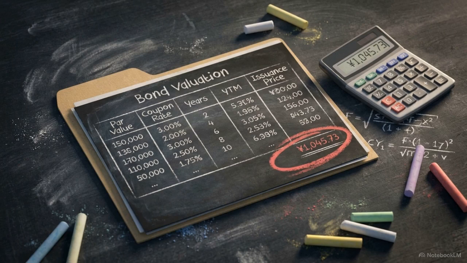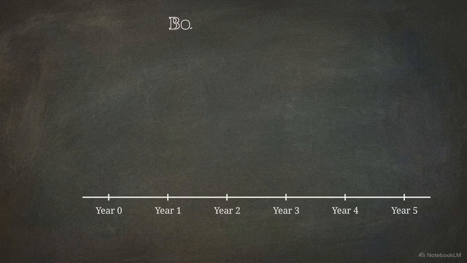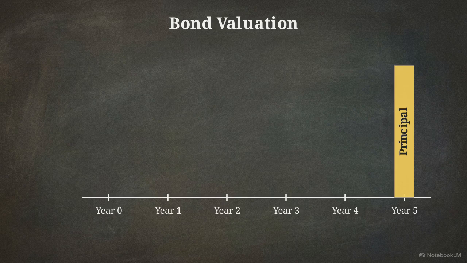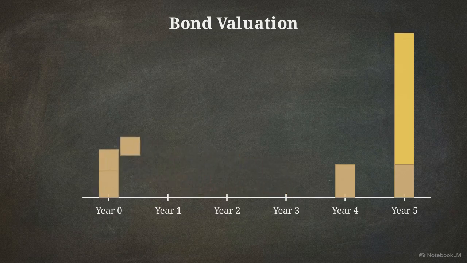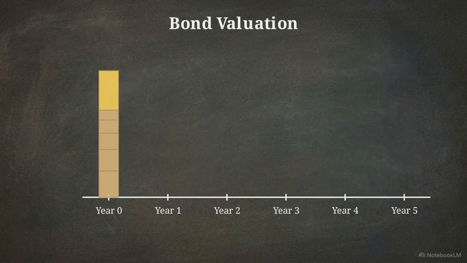Instead, the issuance price is strictly dictated by the present value of the bond's future cash flows. We can break these cash flows down into two specific components: the massive lump sum of the principal due at maturity and the ongoing annuity of periodic interest payments. To find their worth today, we pull both of these future flows back to year zero.